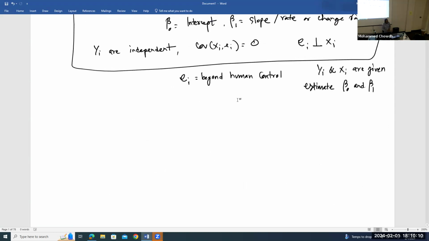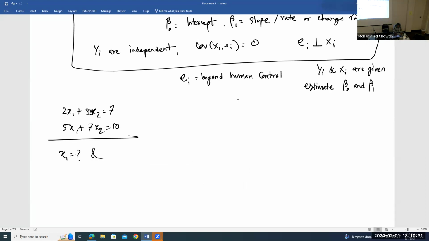Clear, right? Now you know how to solve this problem: 2x1 plus 3x2 equal to 7, 5x1 plus 7x2 equal to 10. You know how to solve for x1 and x2, right? That's a linear equation: two unknowns and two equations, so a finite solution, right?